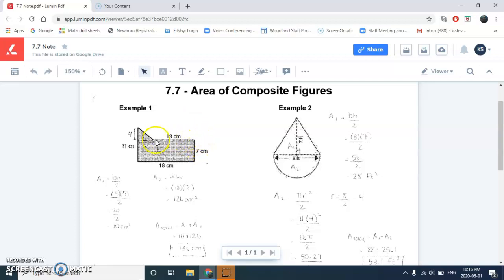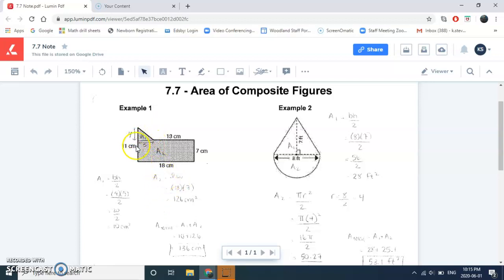Right off the bat, I'm going to try to make it into two different shapes. Because I know it's a composite figure, I know it's different shapes. So I've got a rectangle here and I've got a triangle, but I cut it right across here. What I'm going to do is label the triangle as A1 and my rectangle as A2. So that's area of 1 and then area of 2. First thing we're going to do is find out our missing information.